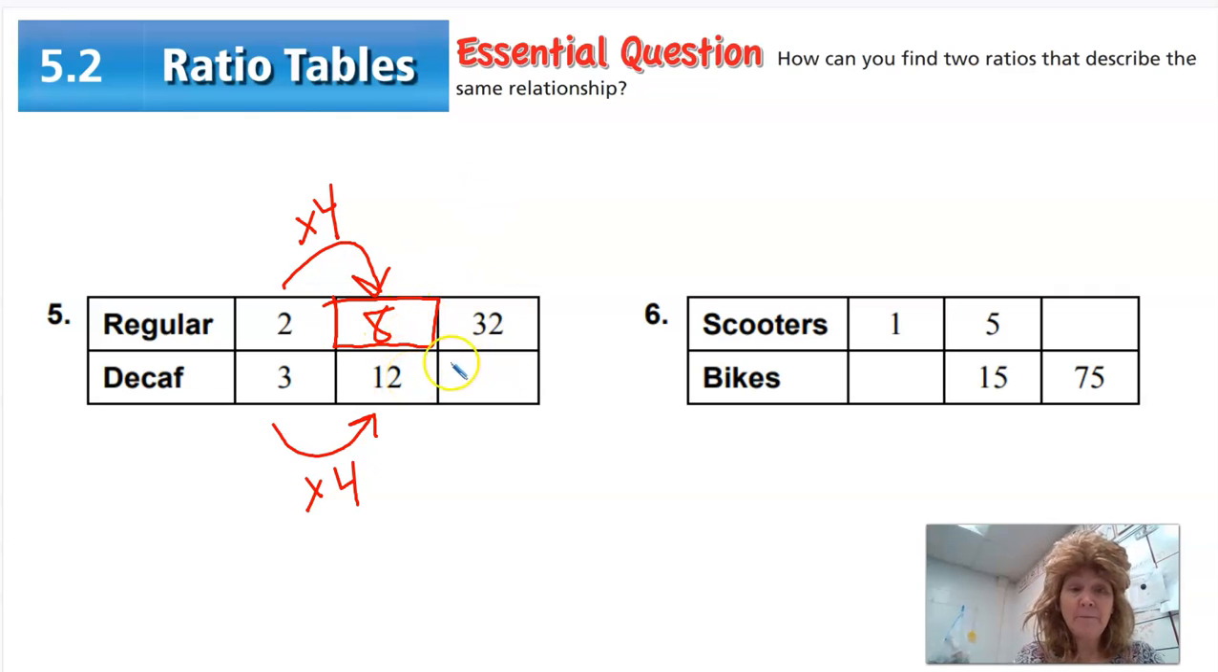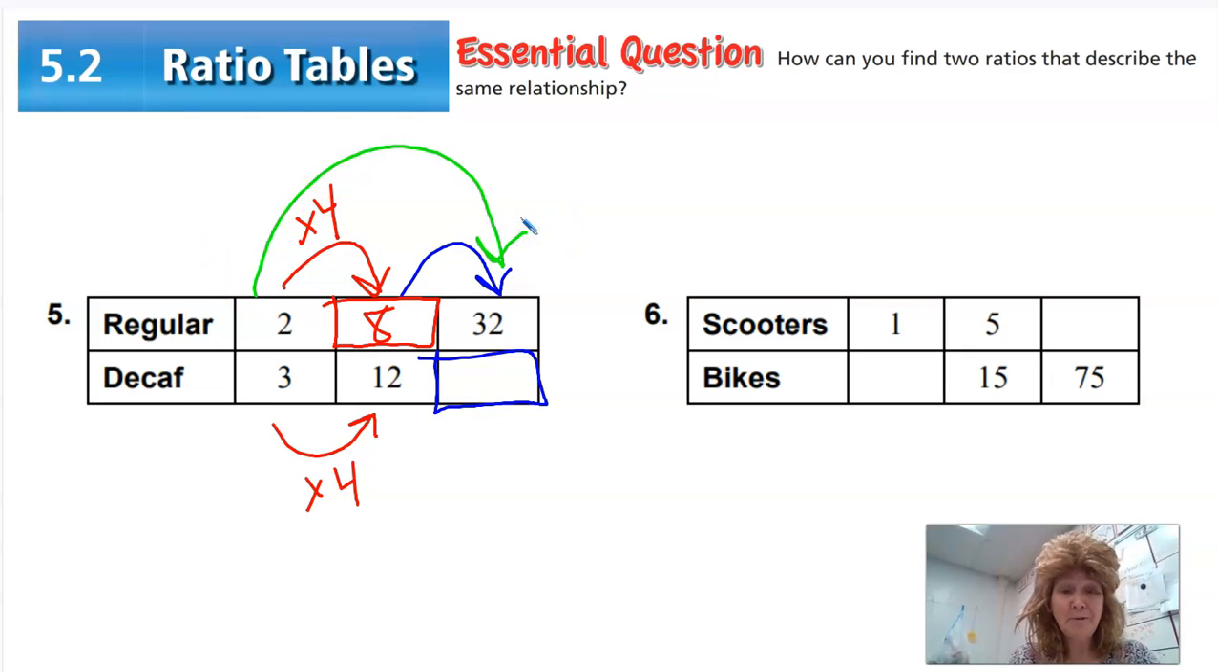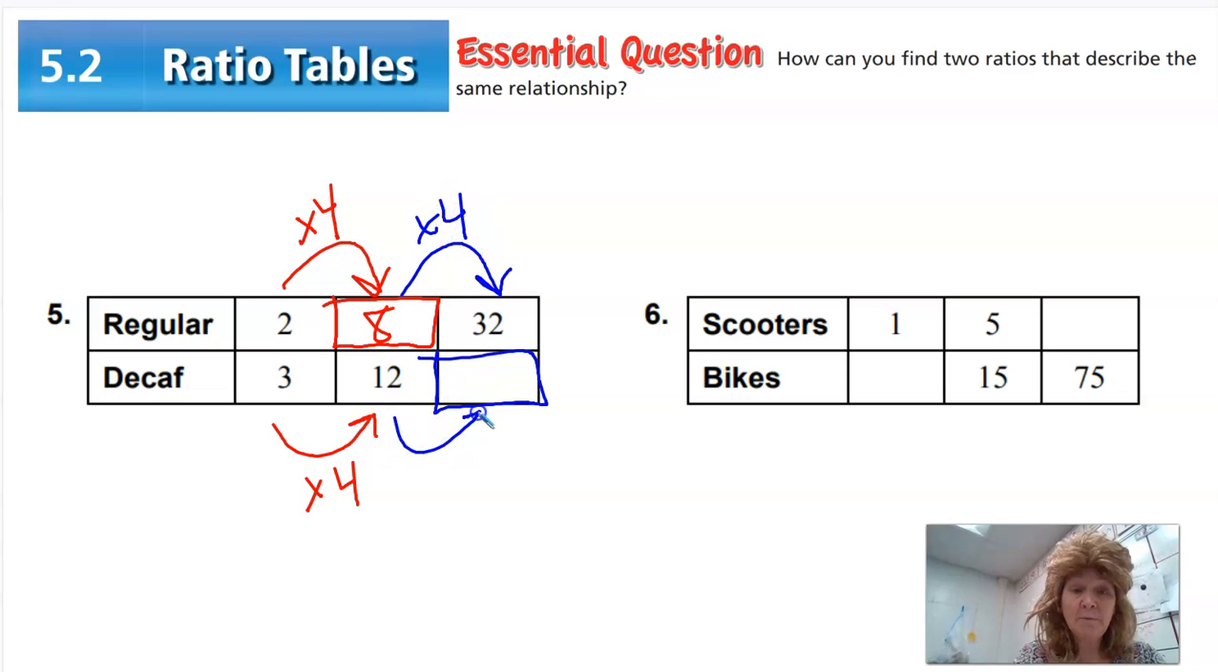Now let's find how much decaf you would need to add to go from 8 to 32. Now if I wanted to, I could go all the way from 2 and do a big leap up to 32 because 2 times 16, but I decided I want to do little stepping stones, 1 step at a time. I multiply by 4, so I multiply this number by 4 and I get 48.